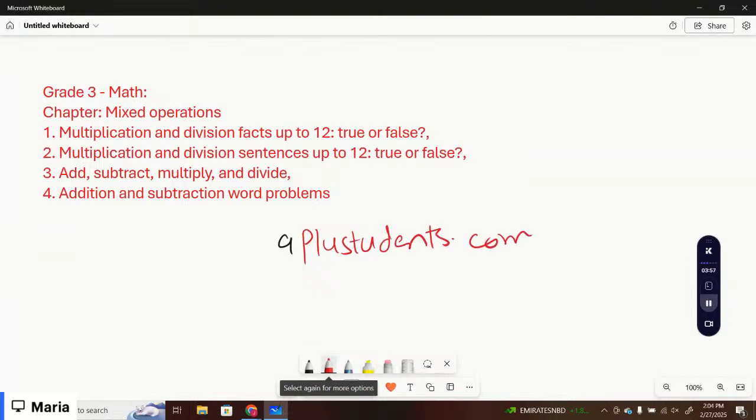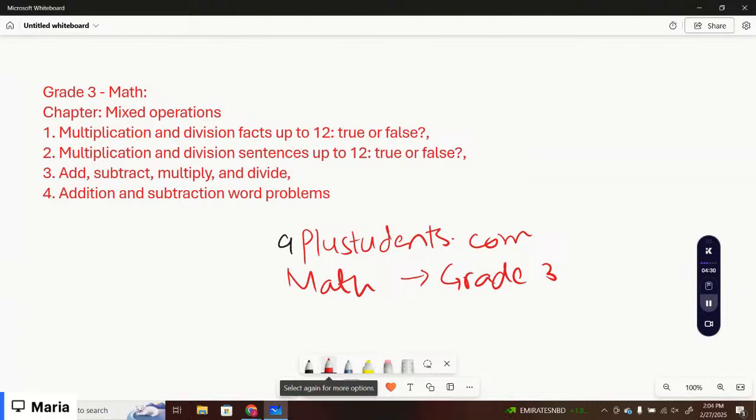You have to log in there using your email address and password as provided by the administrator. Then you have to select math from the subject tab. Scroll down to grade 3 math and then click on view all lessons. There you can find a list of the chapters.